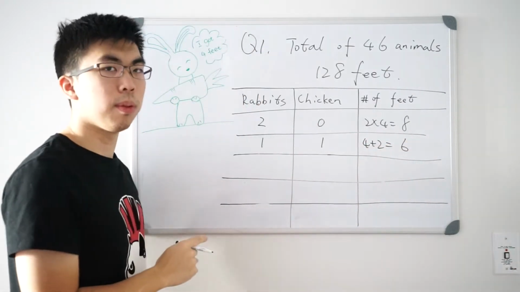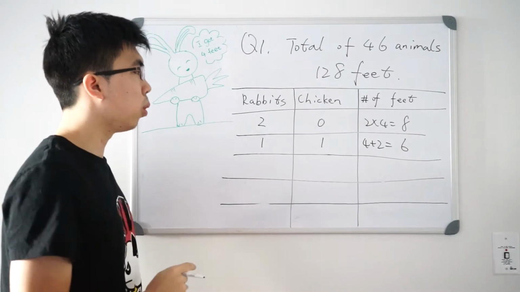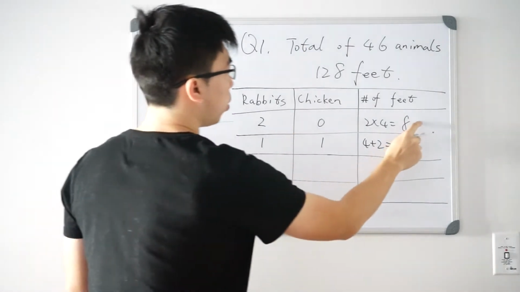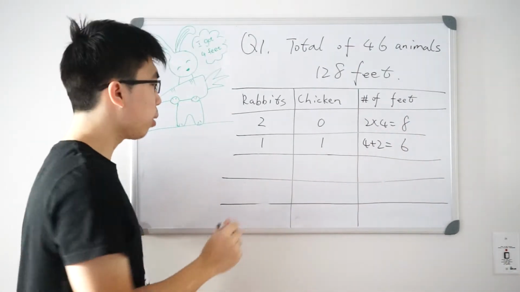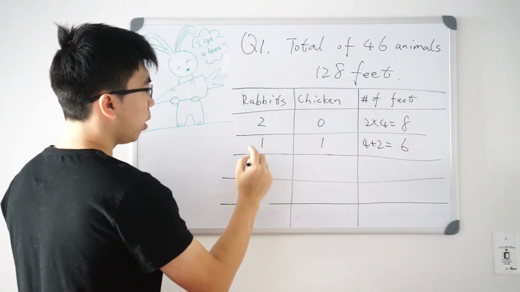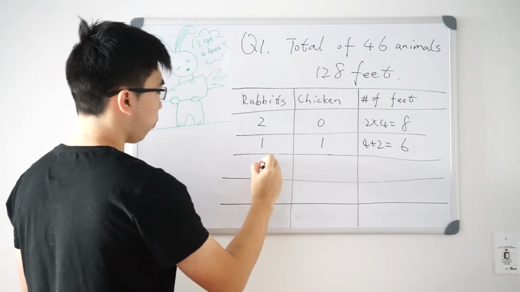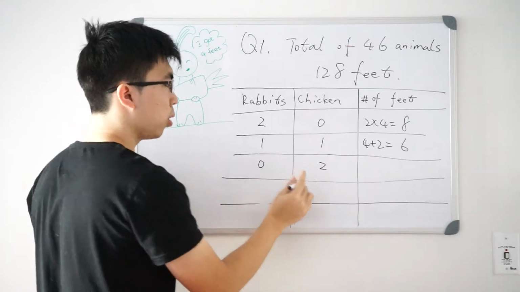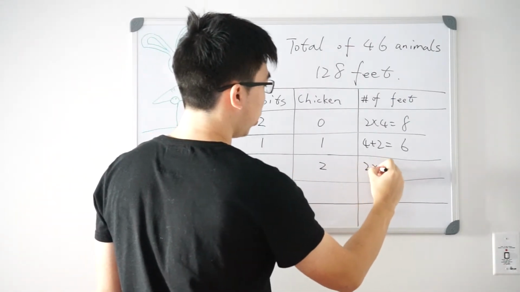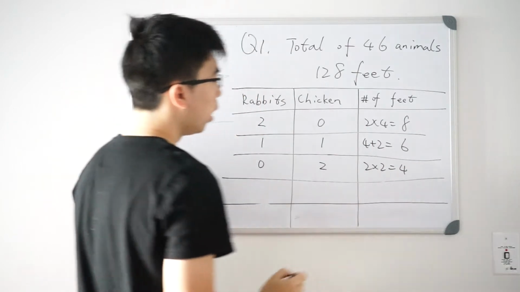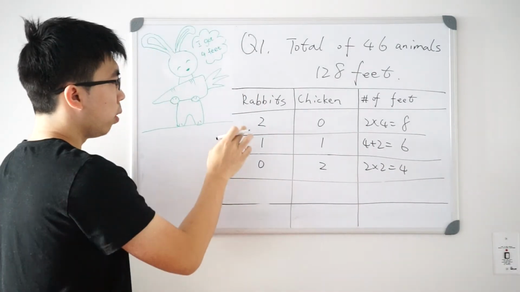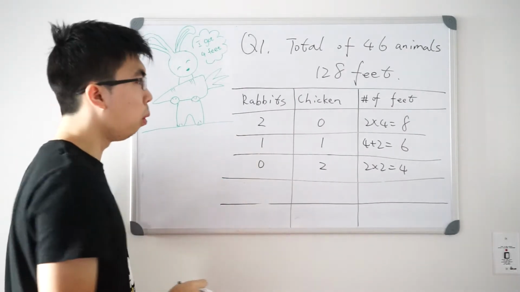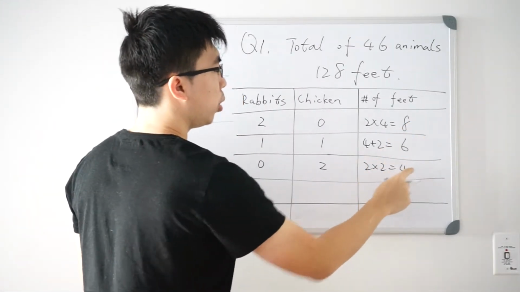So for each replacement we do, the total number of rabbits goes down by 1, the total number of chicken goes up by 1, and the total number of feet goes down by 2. Let's replace another one. Replace another rabbit with one chicken, so that rabbits go down to 0, chicken goes up to 2, and there will be 2 times 2, that's 4 feet. So we can conclude that for each replacement of rabbit with chicken we do, the total number of feet goes down by 2.